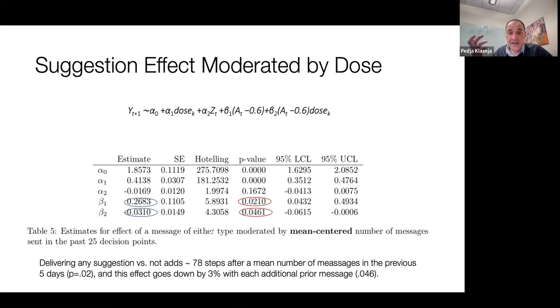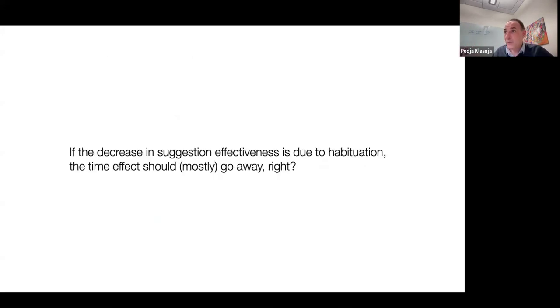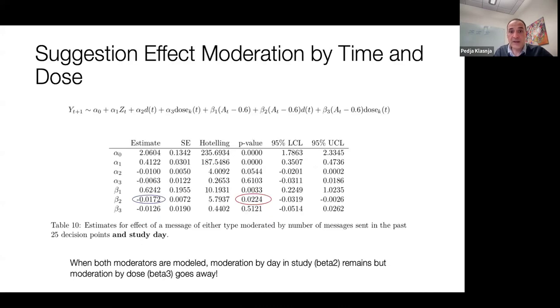So, okay, we're starting to get some interesting data here that seems to suggest that maybe actually it is habituation that we're seeing here. But then, of course, if it is habituation, then this sort of funny time effect should go away, right? So the next thing we did is we basically created a model that both had the moderation by time and by dose. And what's weird here is that when we do that model, the moderation by dose goes away, but we keep the moderation by time in study. And so it's like, okay, something is weird here.